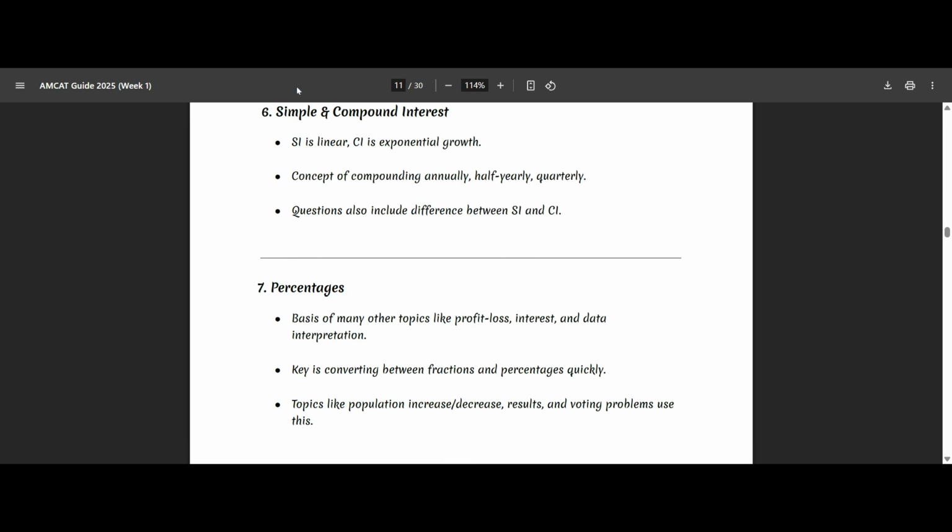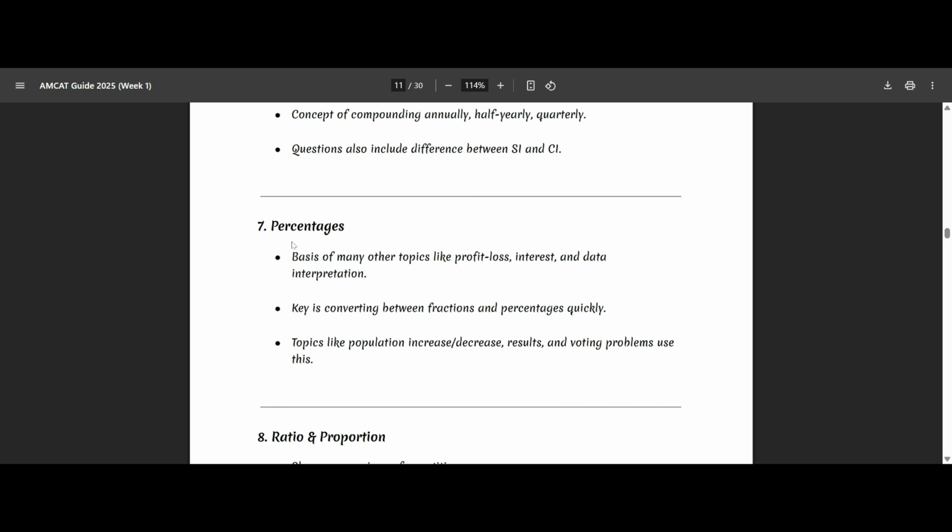Up next, we have simple and compound interest. SI is linear, CI is exponential growth. Concept of compounding annually, half yearly, and quarterly, and questions also include difference between them both.